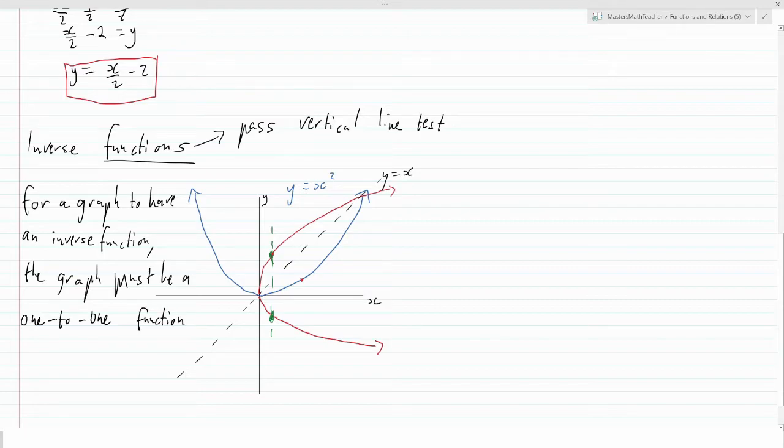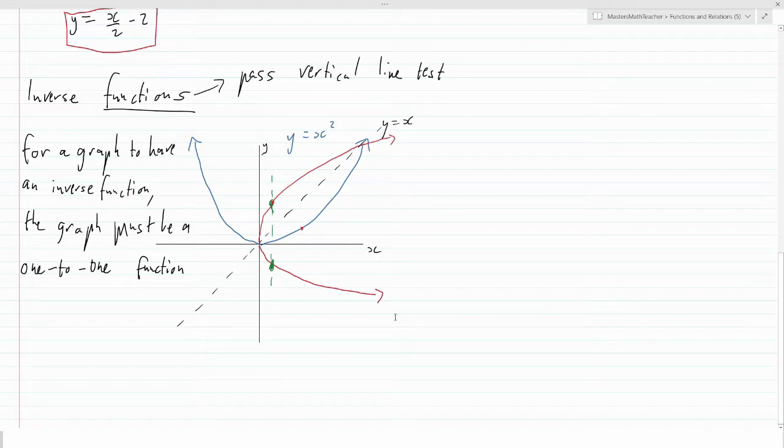Okay, so it has to be a function and it has to be 1-to-1. All right, so that's our rule for finding an inverse. For a graph to have an inverse function, the graph must be a 1-to-1 function. Okay, and we can see that based on our x squared graph. It just doesn't work. It can't have an inverse function because when we flipped it, it doesn't pass the vertical line test. And that is only because x squared was not 1-to-1.